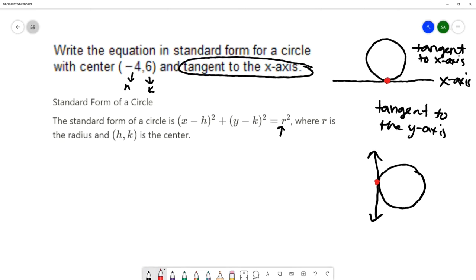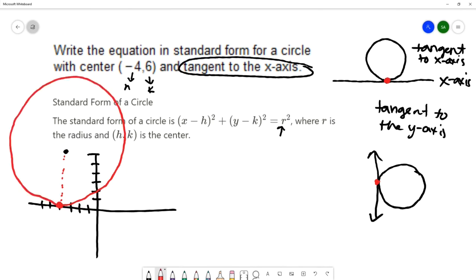So if we draw a picture of the circle, I think it will help you understand. If we have a center of -4, 6, so -4 and then 6, that means my circle has a center that is right here. And I know that my circle is tangent to the x-axis. So when the circle is tangent to the x-axis, I can go straight with a vertical line to the x-axis, and that point is the point that will touch the axis. That's where the circle will touch that x-axis. And my circle is going to be kind of too big to see here.